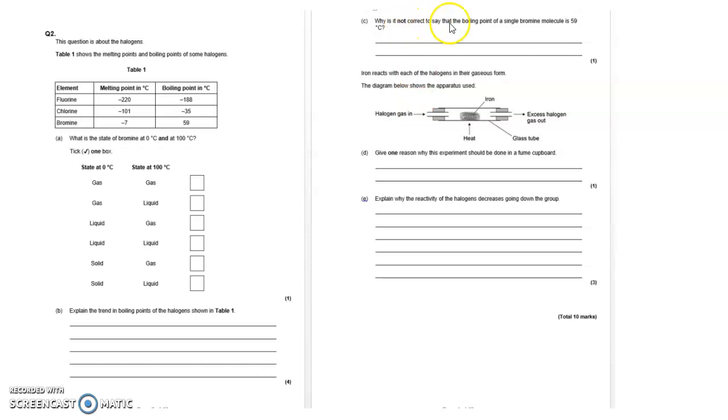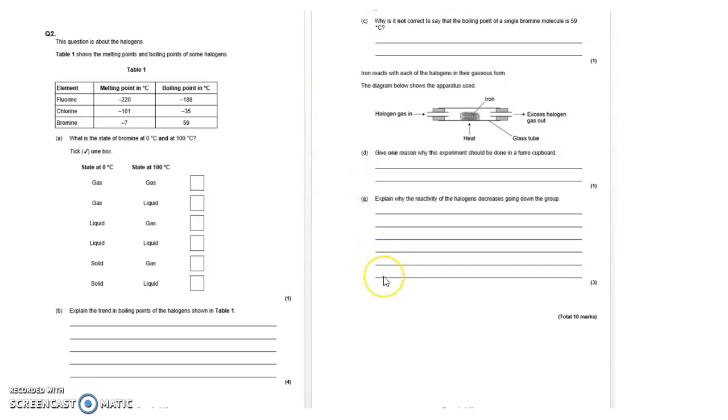Okay, so this question is asking why it's not correct to give a boiling point for a single bromine molecule. Think what to boil means. It means to separate molecules from each other. Okay, part D, we're being asked why we should do it in a fume cupboard. Something must be dangerous. Something in this experiment you wouldn't want to breathe in or have floating about in the room. What is it? And say why it's in a fume cupboard.